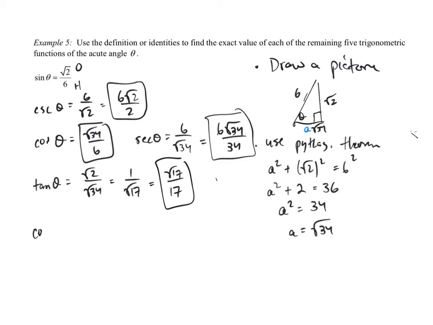And so then cotangent theta, our last one, is going to be the reciprocal of tangent. I'm going to take the reciprocal of this one right here, 1 over the square root of 17, and so that's just going to be square root of 17 over 1, or the square root of 17.